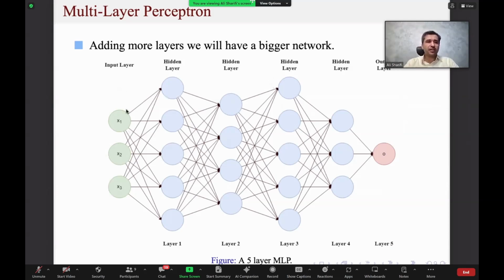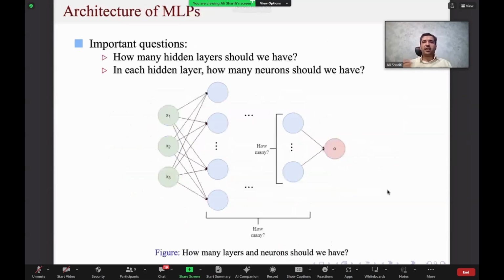So we start with this input layer. We have a number of hidden layers, and we have one output layer. The output layer might have one neuron whenever we have a very basic binary classification, or we might have many neurons in the output layer. And the question is how many hidden layers, or how many neurons in each hidden layer, we might have in order to have the best results.